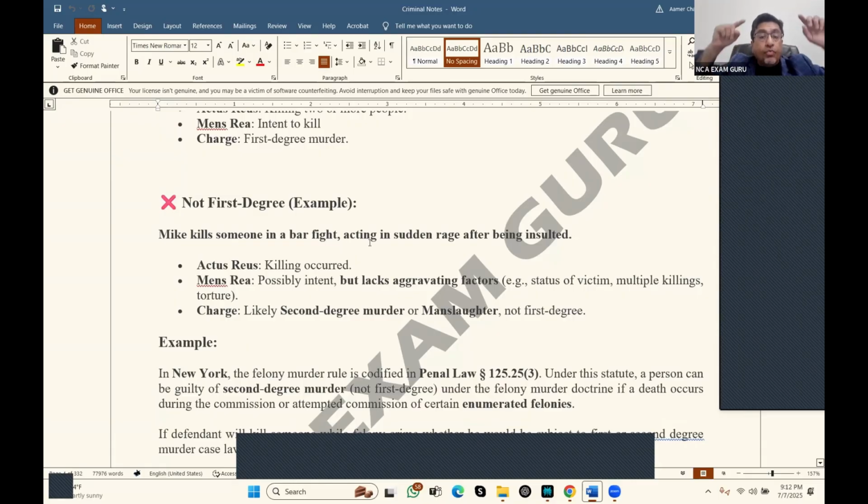So first you will see: my name is Mike. I went to the bar for drinking. So in the heat of the moment I killed someone. What do you think, can I be charged for first degree murder? Did I have planning and deliberation? No, no planning. If no planning, of course no deliberation. Second, is the felony murder rule applicable? No.